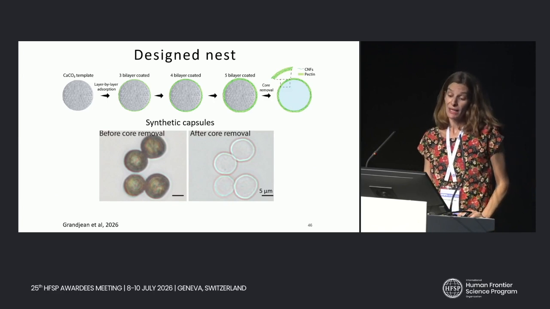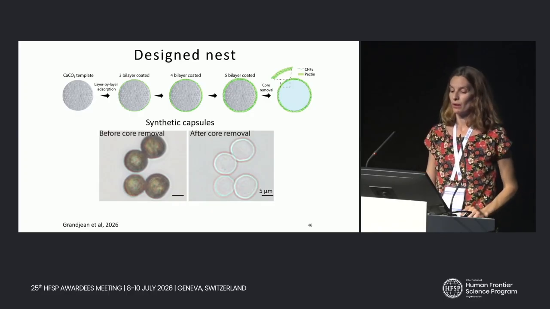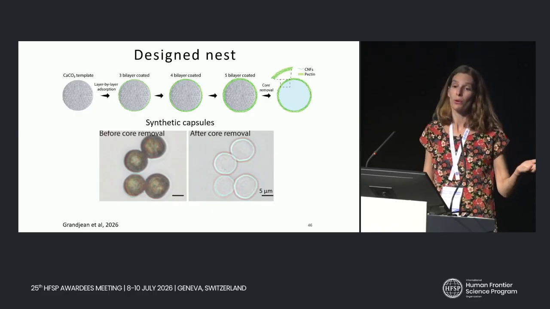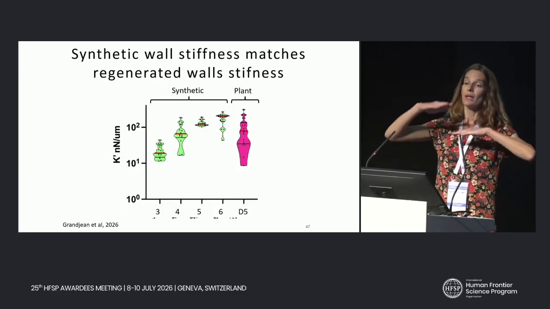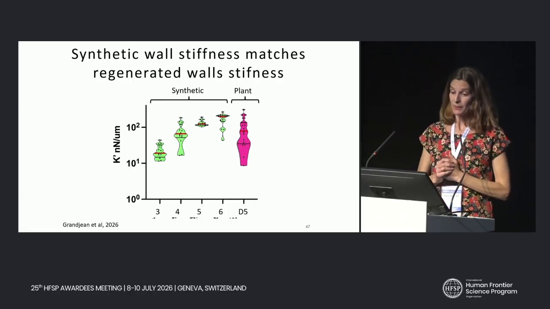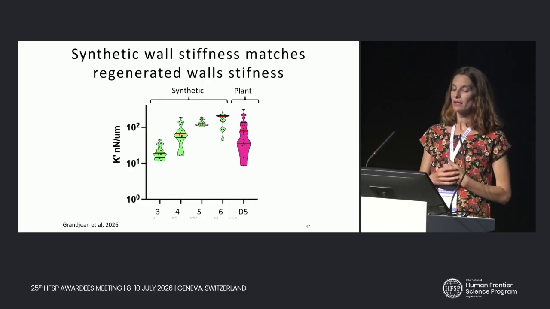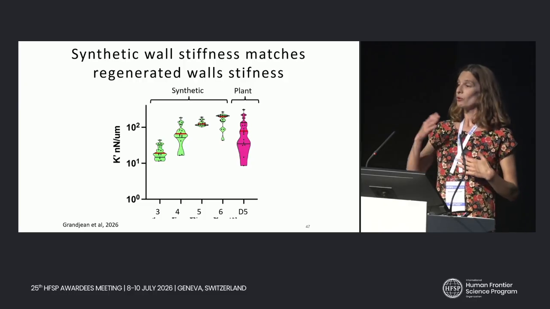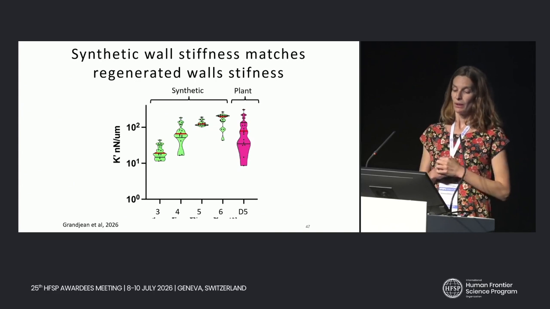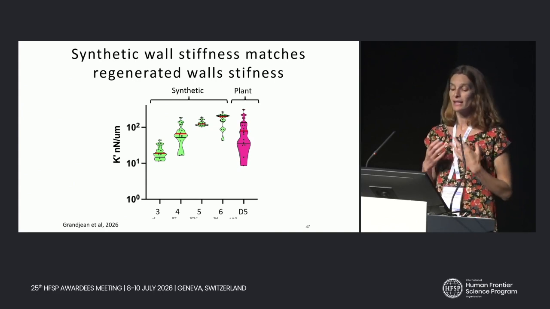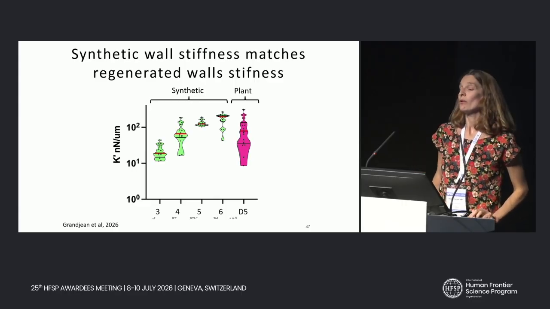So the question was then, okay, so we have this nest that we can build from scratch, but does it match the mechanical properties of actual plant cell wall? So we do a direct comparison with the same device, and what we see here is that the stiffness of the synthetic walls actually increases as the number of layers increases, and a synthetic wall with 4 bilayers is actually enough to match the mechanical properties of a 5-days-old regenerated cell wall.